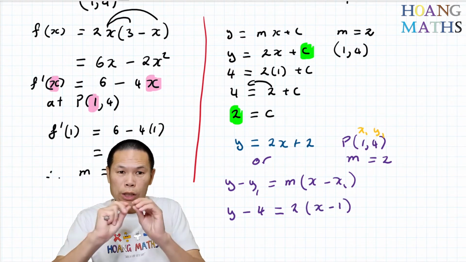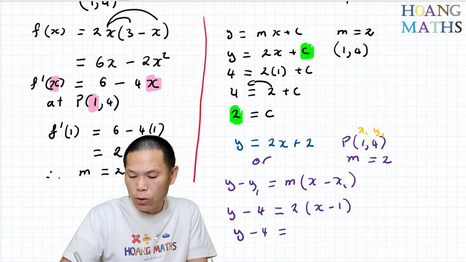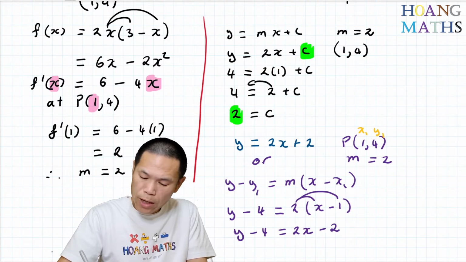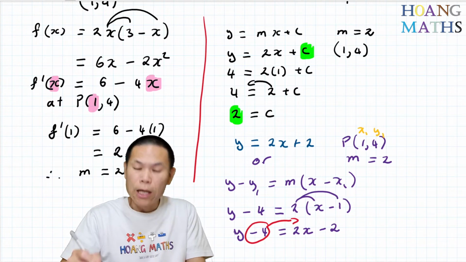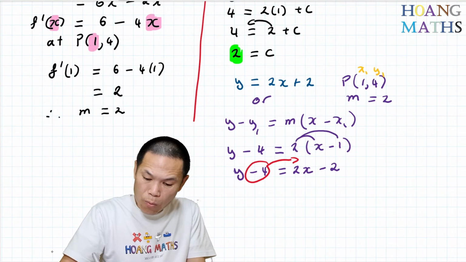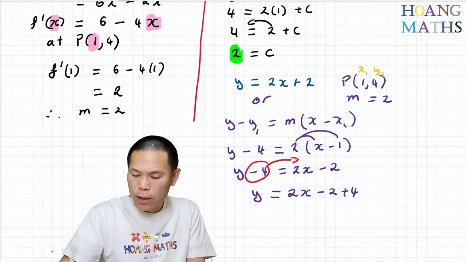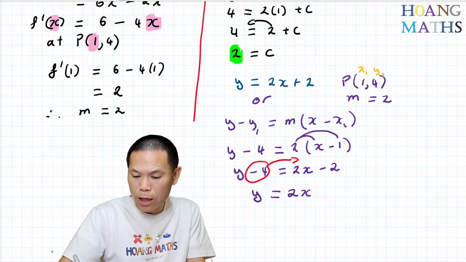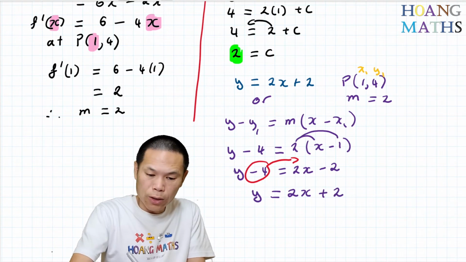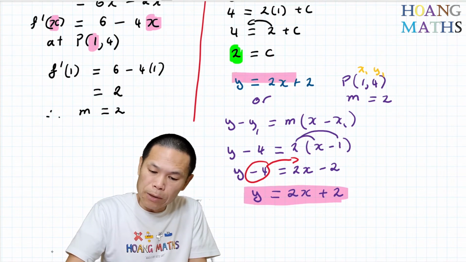So now what I do, I just expand the brackets. So that becomes y minus 4 is equal to, we expand this bracket, so 2x, and we expand this bracket, minus 2. So now I move this negative 4 to this side, so that becomes positive. That means y will give me 2x minus 2 plus 4. So minus 2 plus 4 will give me 2. So that means 2x plus 2. So there you go, y is equal to 2x plus 2, exactly the same as this.